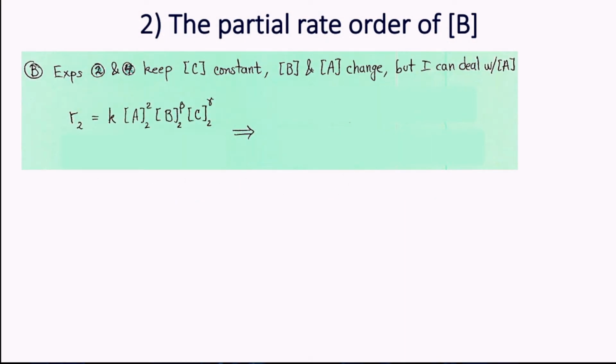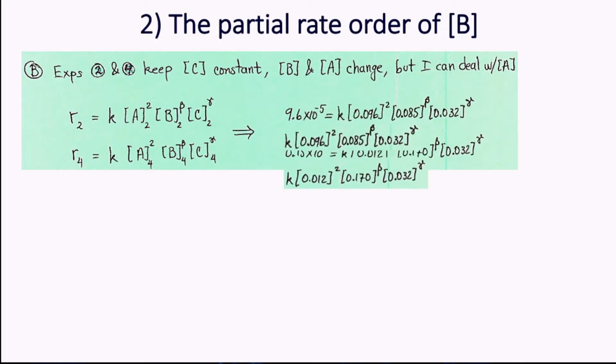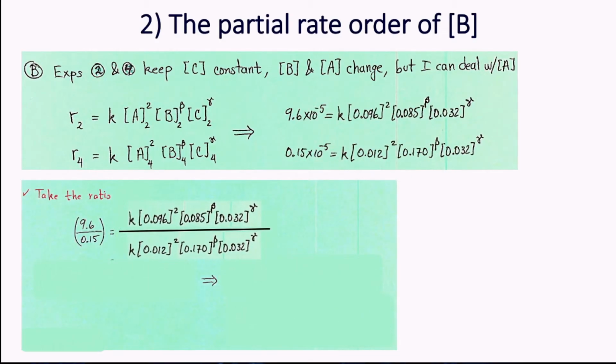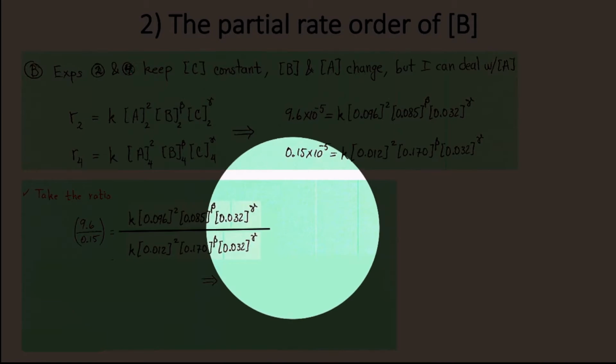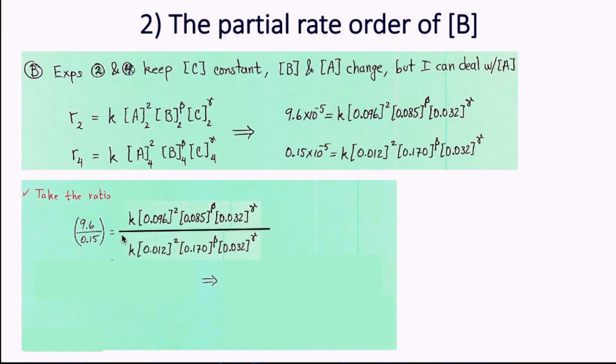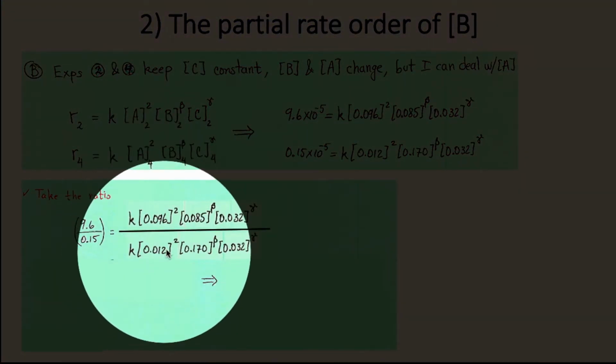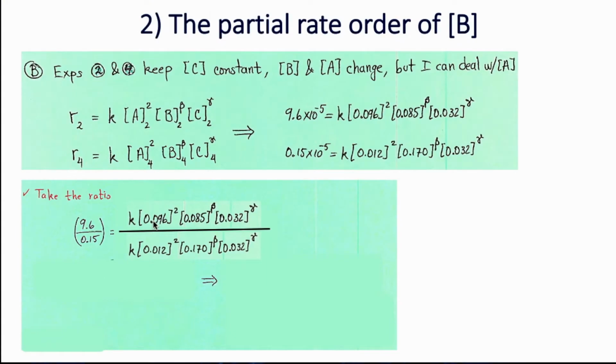I write down the rate law using the labels for experiment 2. With numerical substitutions, I get that one expression. For experiment 4, same idea, numerical substitution, this expression. Now I take the ratio between those two, and I see that the only things that I can cancel are the concentrations of C and the rate constant. Everything else, especially A, I cannot cancel, but this one thing is just going to be a number.